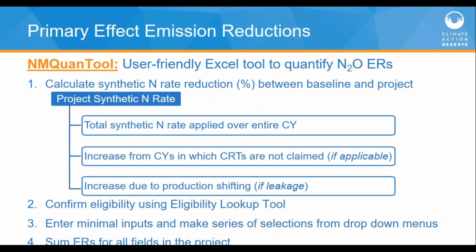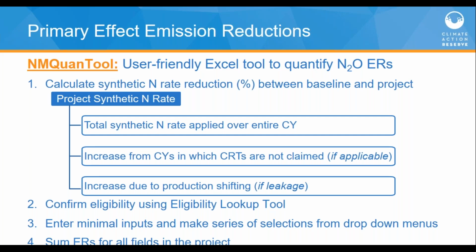To quickly touch then on the primary effect emission reductions from the project. These are mostly quantified directly using the user-friendly Excel tool, the NM Quant tool. What's important to note here is that first and foremost, for using that tool, you're going to want to calculate the synthetic N rate reduction. The percentage N rate reduction is between your baseline average and your project N rate, and there are 3 factors that go into calculating your project N rate. The most common and most likely situation will be simply the total amount of synthetic N that is applied over the entire cultivation year.